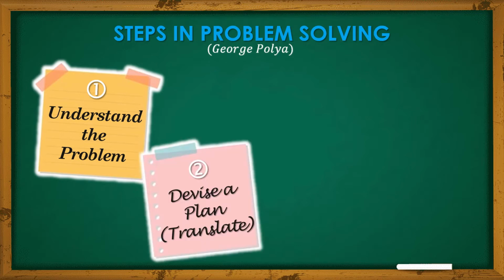Number 2. Devise a plan or translate. When you devise a plan, you come up with a way to solve the problem. Setting up an equation, drawing a diagram, and making a chart are all ways that you can do. So dito, you need to translate the problem sa mas maiintindihan mong situation. Pwede kang mag-drawing ng diagram or gumawa ng table para mas masummarize ang mga kakailanganin sa problem.